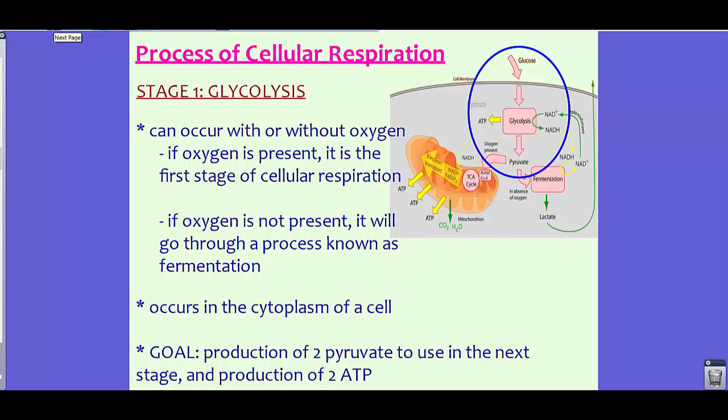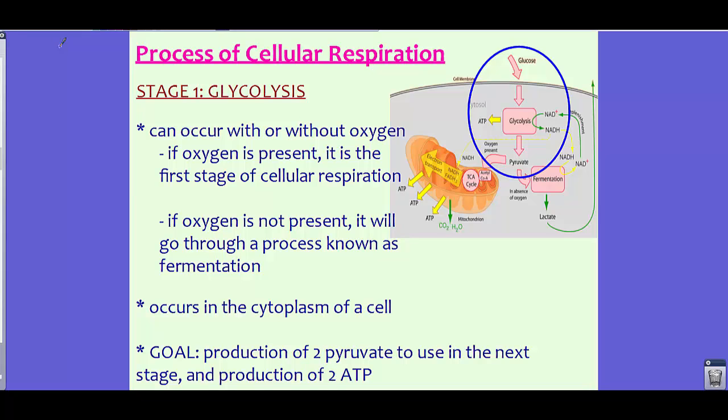Now remember, this literally means splitting of sugar. Now this can occur with or without oxygen, and if oxygen is present or not, it actually goes into two separate stages. So in this particular stage, if oxygen is present, it is the first stage of cellular respiration. Now we're going to continue this portion of the video as if oxygen was present. However, if oxygen is not present, it's going to go through a process of fermentation. Now in the next video, we're going to talk about fermentation. So for right now, just assume that this process occurs with oxygen.